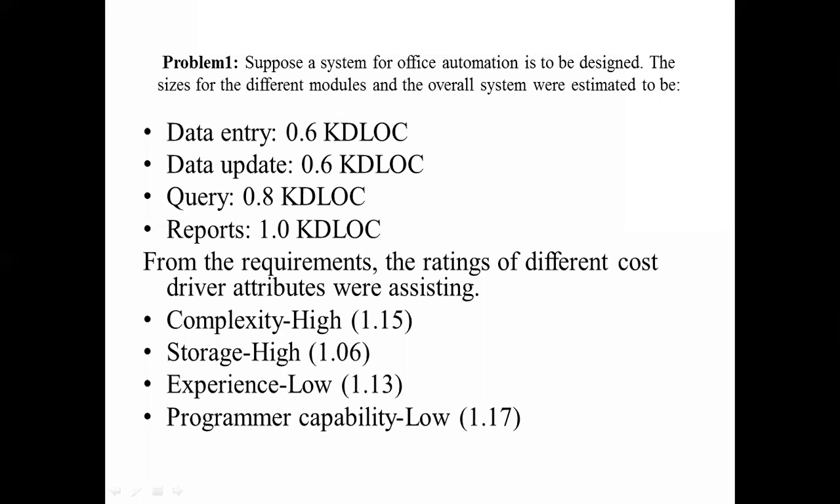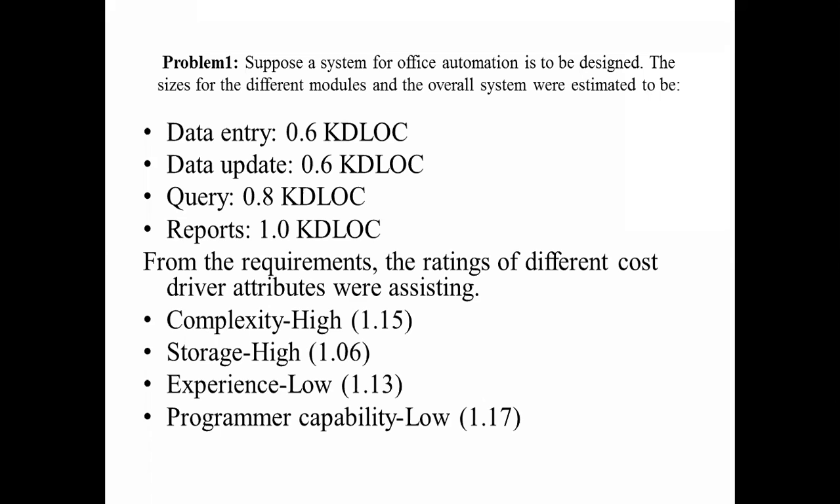So first problem is: suppose a system for office automation. So this is for a particular office, okay, for a particular organization. It means this is a small project because it is dedicated to only one office. Okay, automation to be designed. The size for the different modules and overall system is estimated to be.